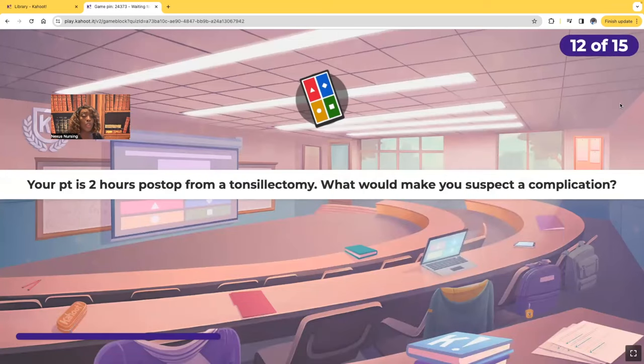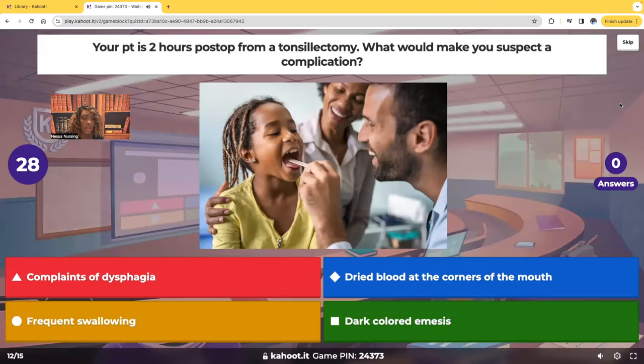All right, so your patient is 2 hours post-op from a tonsillectomy. What would make you suspect that there's a complication happening here? Would it be complaints of dysphagia? Would it be dried blood at the corners of the mouth? Would it be frequent swallowing? Or would it be dark-colored emesis? Your patient's 2 hours post-op tonsillectomy, what would make you suspect that there's a complication?